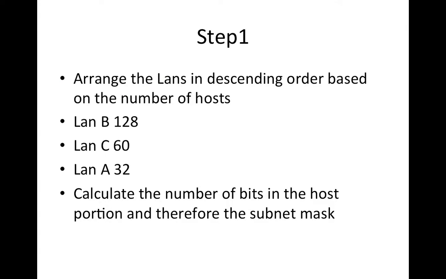First thing you need to do is to arrange your subnets based on the number of hosts required in each subnet. We start from the subnet that needs the highest number of IP addresses. In our case, it was LAN B with 128 hosts. Then after that, LAN C, and then LAN A.